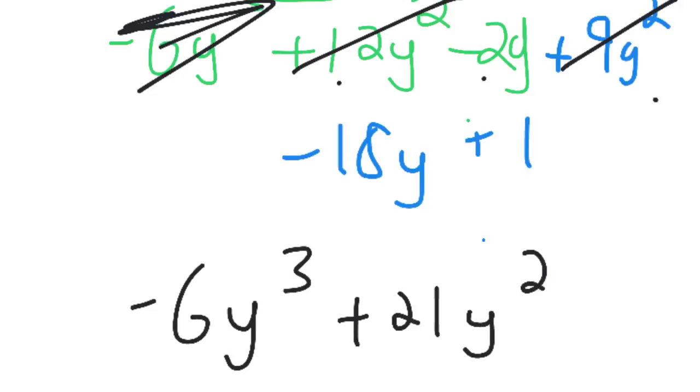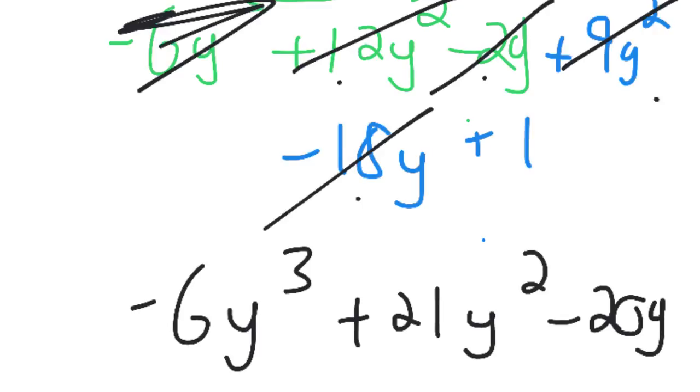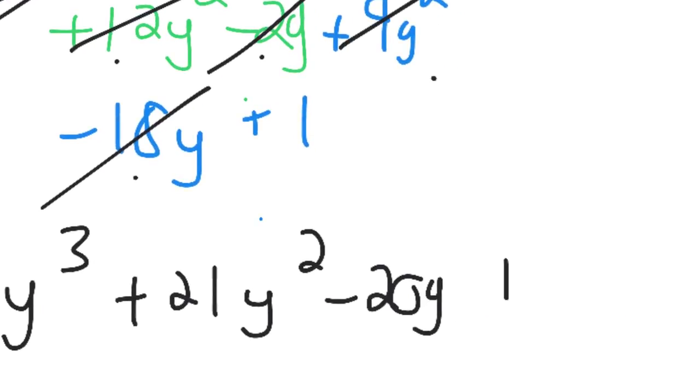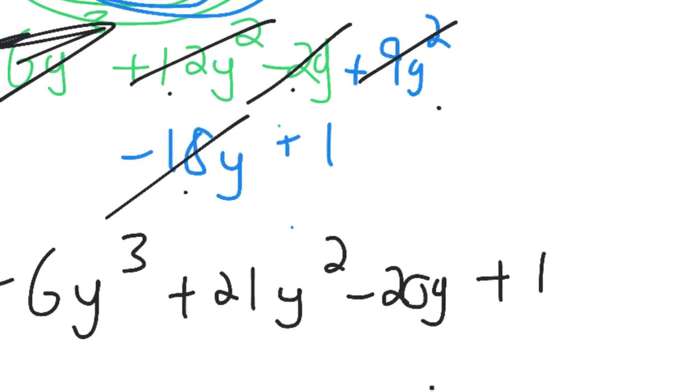And then we've got negative 2y minus 18y. That's negative 20y because we went further in debt. We started with negative $2, subtracted $18 from it. And then the plus 1's hanging out by himself. Put that right here. So in black, that's our final answer.